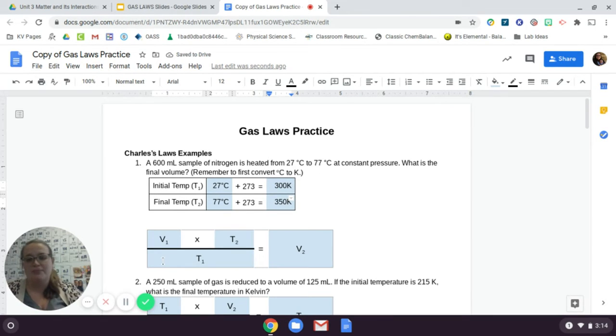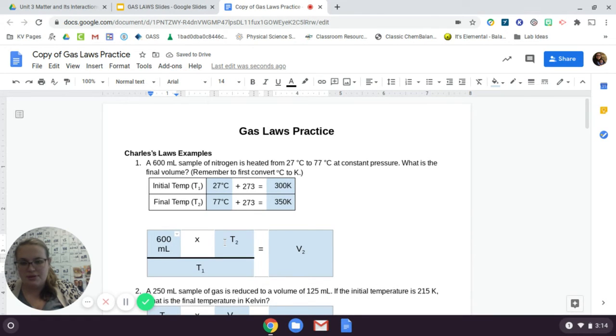So now that I have my temperatures, I can plug things in. So 600 milliliters is my initial volume, so that's my V1. My T2 is 350 Kelvin. And my T1 was 300 Kelvin. So now I'm going to multiply 600 times 350 and then divide by 300. So 600 times 350 divided by 300. And that's going to give me 700, and then it's a volume, so I'm going to use milliliters.